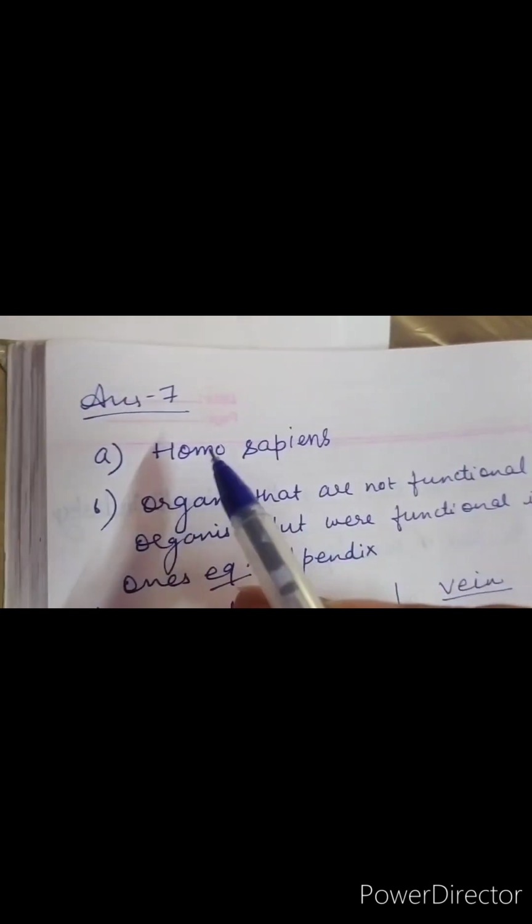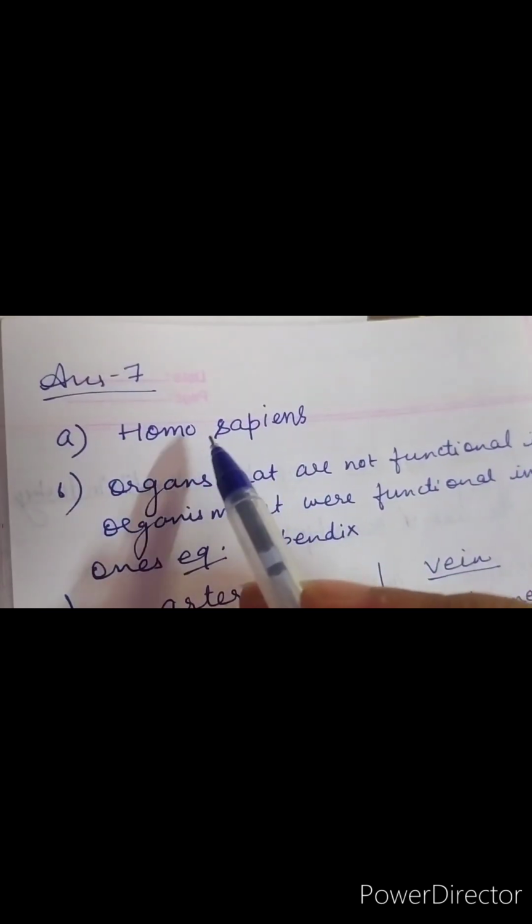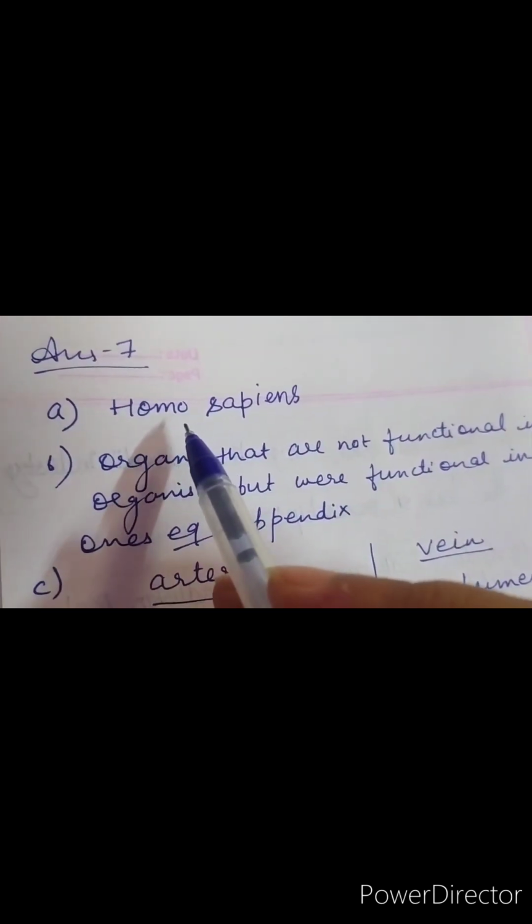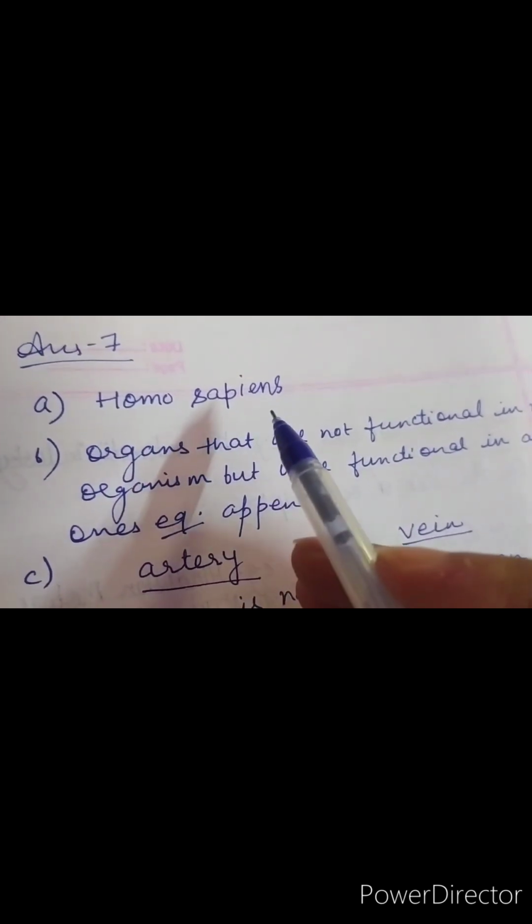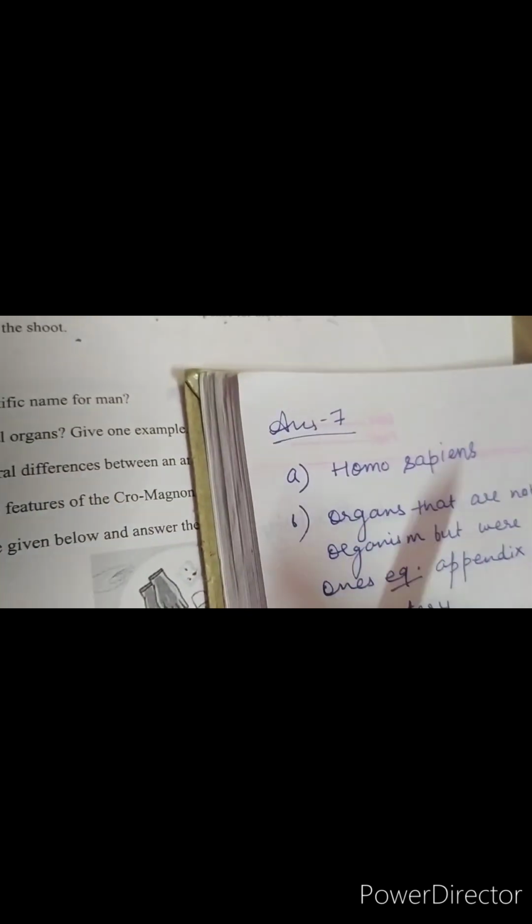You will have to write H with capital and S with small, and there should be a space in between, because it is a certain syntax to write these scientific names. So you will write Homo sapiens with the accurate method to write it. Question number 2 is, what are vestigial organs? And you have to give an example.